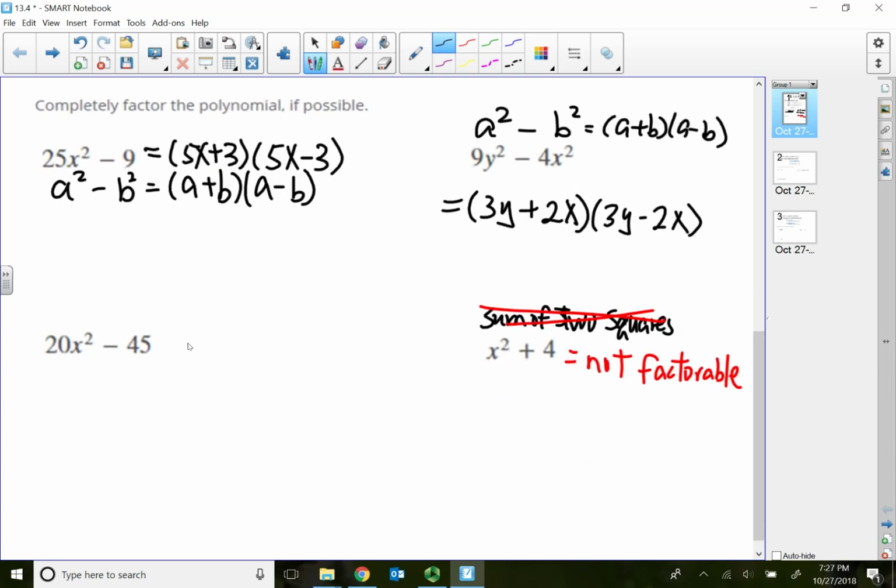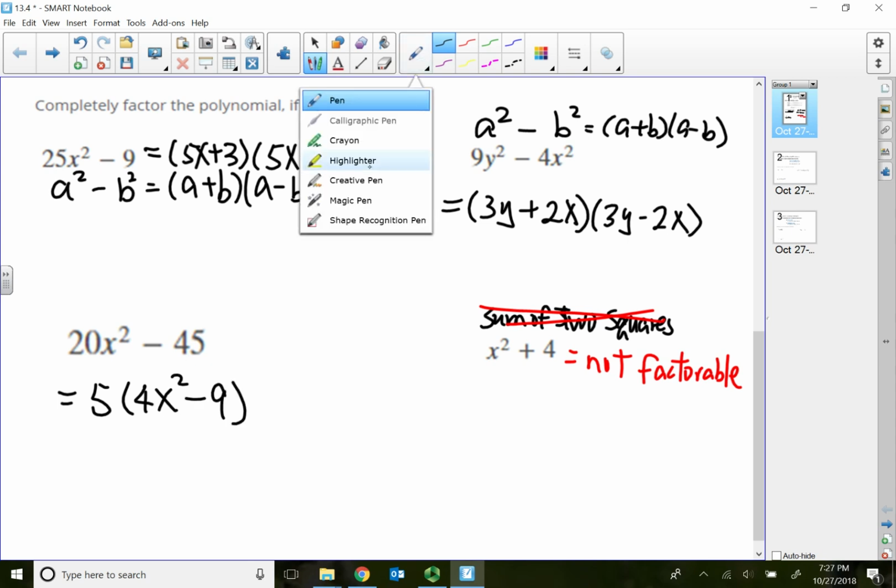Now, never forget, when it comes to factoring, you always have to look for the greatest common factor. Right now, this problem does not look like a difference of squares, because I do have a greatest common factor between the two terms. I believe I can factor out a 5. If I factor out a 5, that gives me 4x squared minus 9.